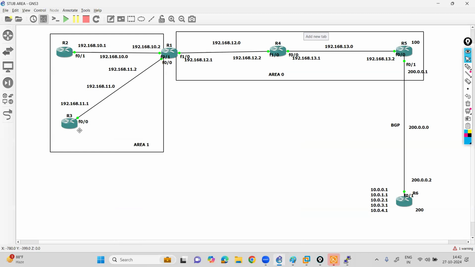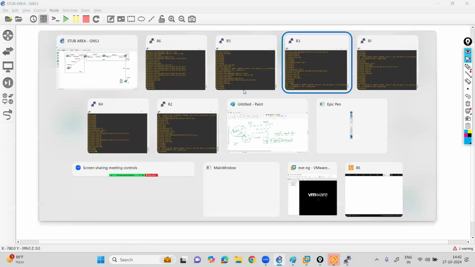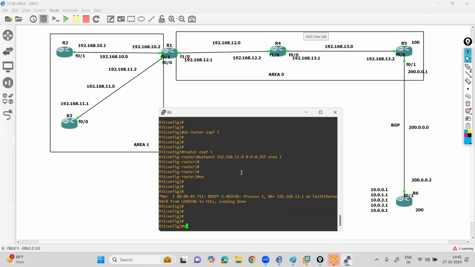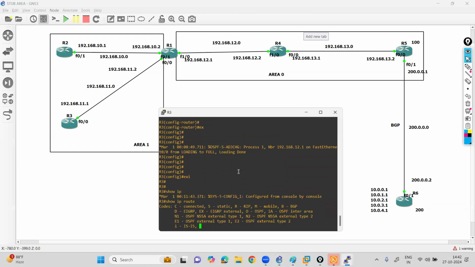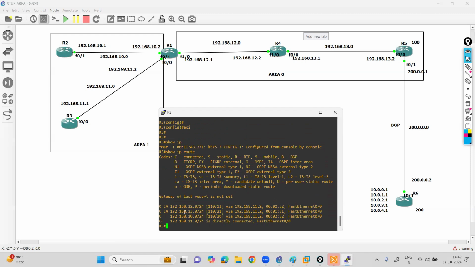Now let's go to router number 3 and put a command, show ip route. So here we got a table. Which one is this? If I talk about the directly connected network, that is 192.168.10.0, right? 11.0 is its own network. Okay. So within the same area, what are the routes available here? This one is within the same area, right or not?